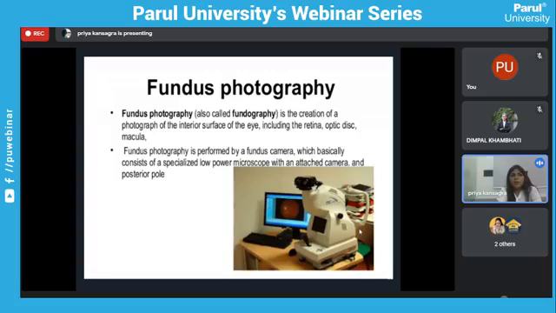Now we have fundus photography. Fundus photography is the creation of a photograph of the interior surface of an eye, including the retina, optic disc, and macula. We can say it is fundography, the creation of photography of the internal surface of an eye that includes the retina, optic disc, and macula.